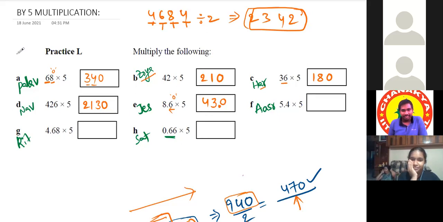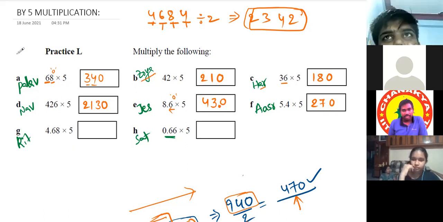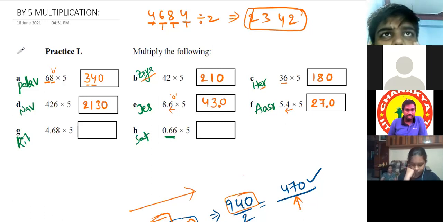54, let's take 5.4 as 54. Yes, very good. If we divide 54, it will be 27. There's no remainder, so it is 0. The point is there, so there will be a point from the right. So from right after 1 digit, decimal point. 27.0. Now the answer is 27.